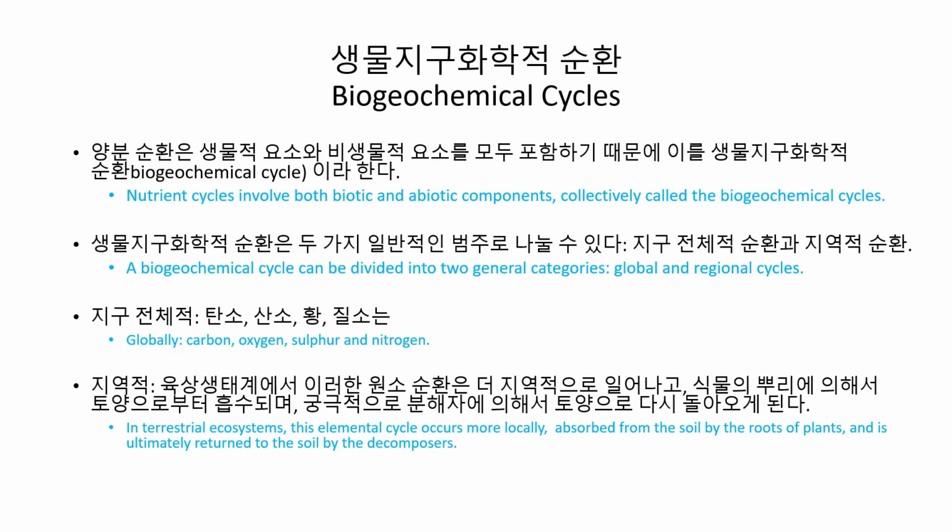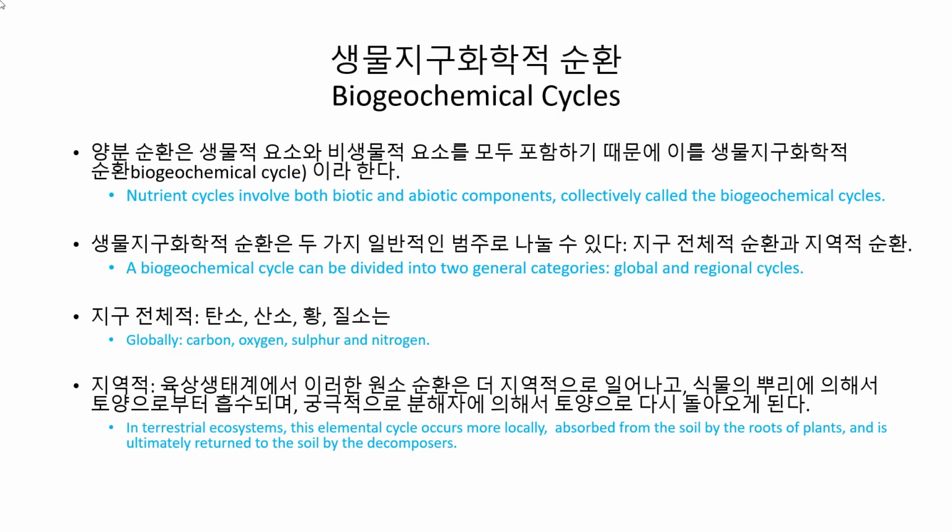Other elements, including phosphorus, potassium and calcium, are too heavy to occur as gases at Earth's surface, although they are transported in dust. In terrestrial ecosystems, these elements cycle more locally, absorbed from the soil by plant roots, and eventually return to the soil by decomposers. In aquatic systems, however, they cycle more broadly as dissolved forms carried in currents.